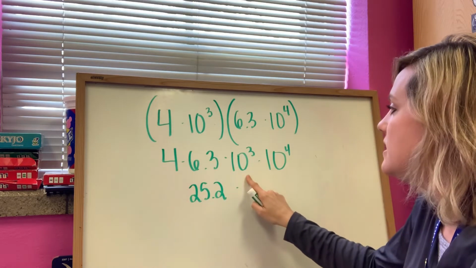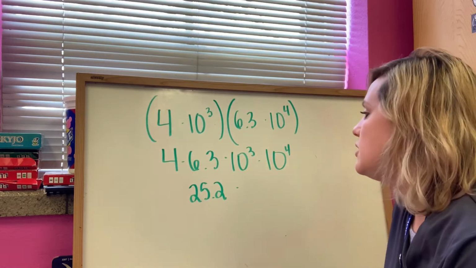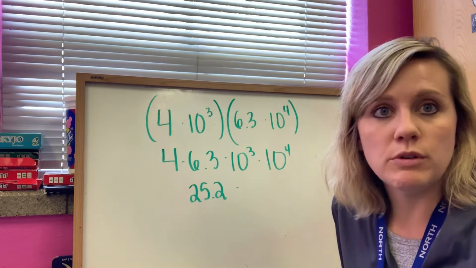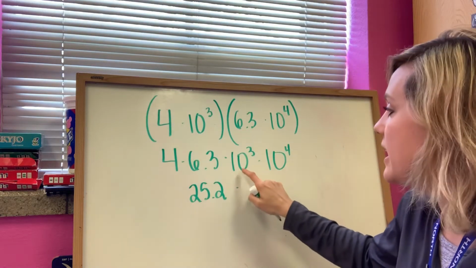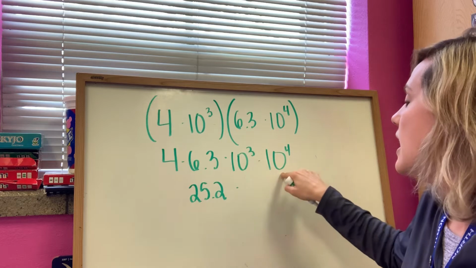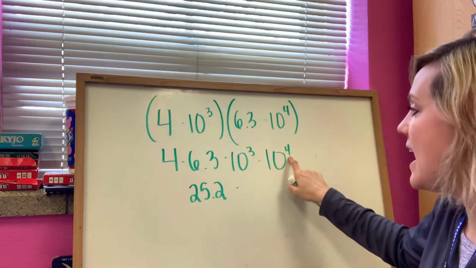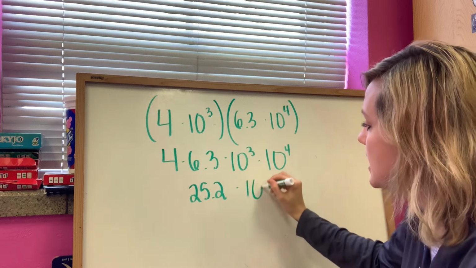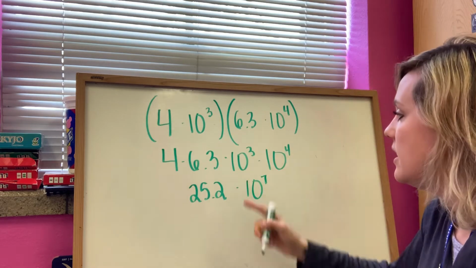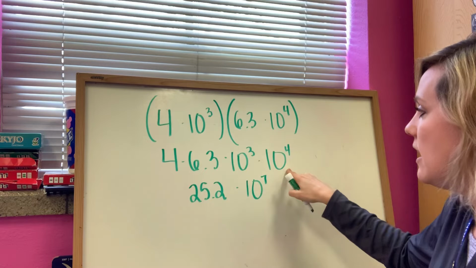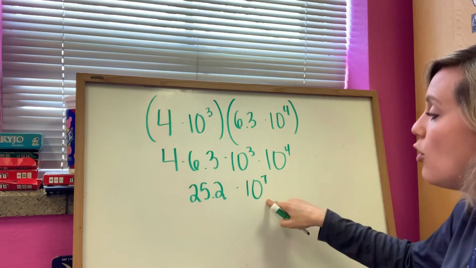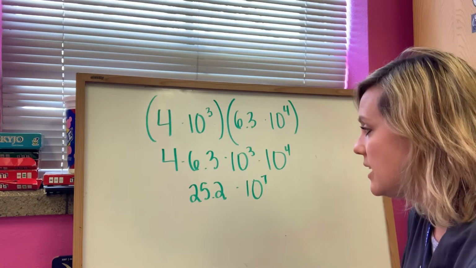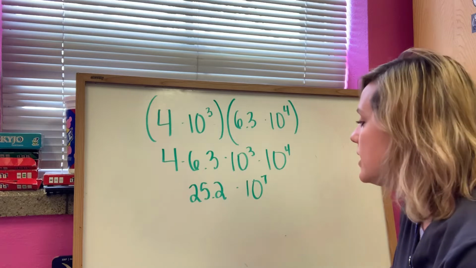And then 10 to the third power times 10 to the fourth power. If you remember when we were doing exponents, when you're multiplying 3 tens right here and 4 tens right here, you really just add the exponents. So we're going to have 25.2 times 10 to the power of 7. There are 3 groups of 10 and 4 groups of 10, and that would make a total of 7 groups of 10. Okay, and then we have one last step left.